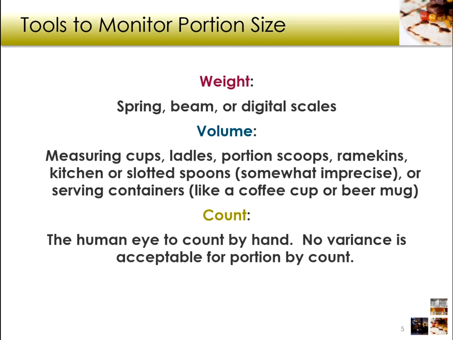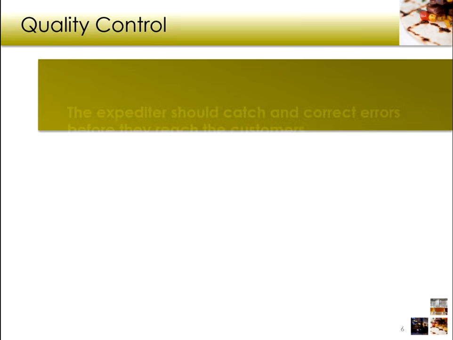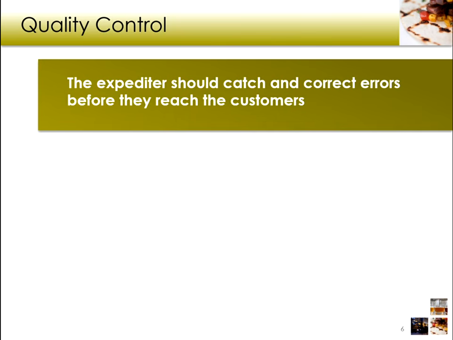If it's asparagus, should it be 6 spears? Should it be 12 spears, right? The expediter can really do a quick count to make sure that they've got the right amount of ingredients on the plate, right? So this all ties into quality control, portion control, cost control, all ties in, right? And that's where we've got our expediter, right? We should have our expediter catch and correct those areas before they reach the customers.